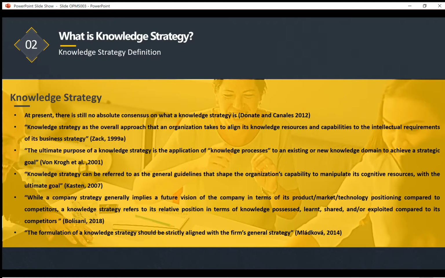First, we need a working definition of what knowledge management strategy is. At present, there is still no absolute consensus on what a knowledge management strategy is. There is indeed some agreement about its essence, such as Bolisani 2018 recently defines that while a company strategy generally implies a future vision of the company in terms of its product, market, technology, positioning compared to competitors, a knowledge strategy refers to its relative position in terms of knowledge possessed, learned, shared, and exploited.